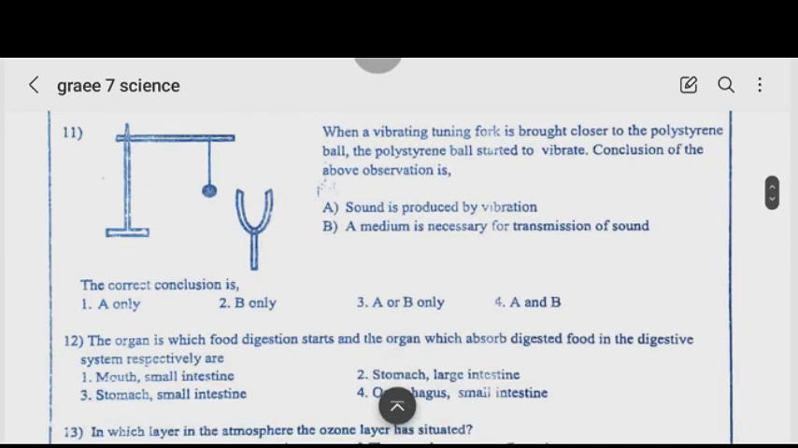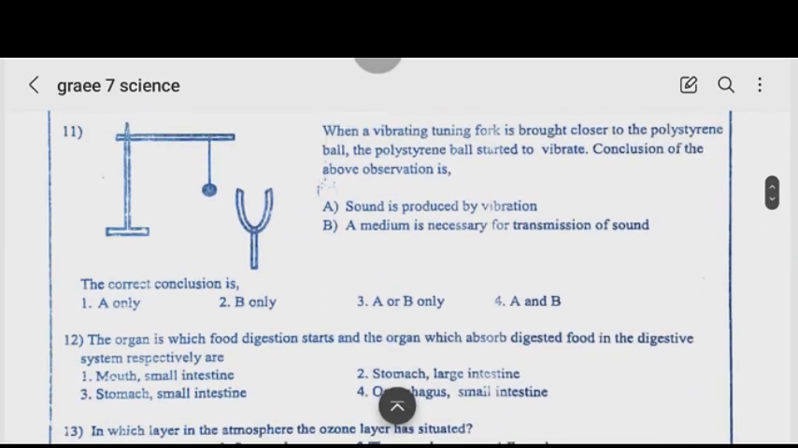11th question. When a vibrating tuning fork is brought closer to the polystyrene ball, the polystyrene ball started to vibrate. Conclusion of the above observation is, now what we did, we hit this tuning fork on something and it's now vibrating. We have brought this vibrating fork near the polystyrene ball. Now the polystyrene ball also is going to vibrate. So A is saying sound is produced by vibration.